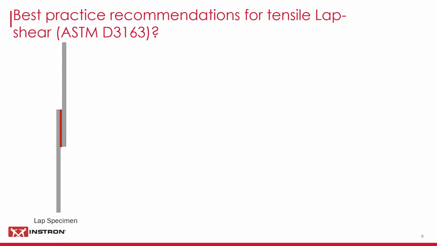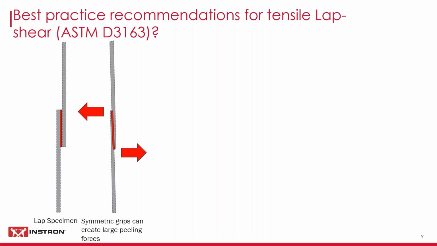So, lap specimen, simple lap shear adhesive joint here, as described in the 3163. If that is gripped in normal symmetrical grips, a grip which would grip along the center line of the machine, it will cause that specimen to bend, and in particular, it's going to cause significant peeling forces around the joint.